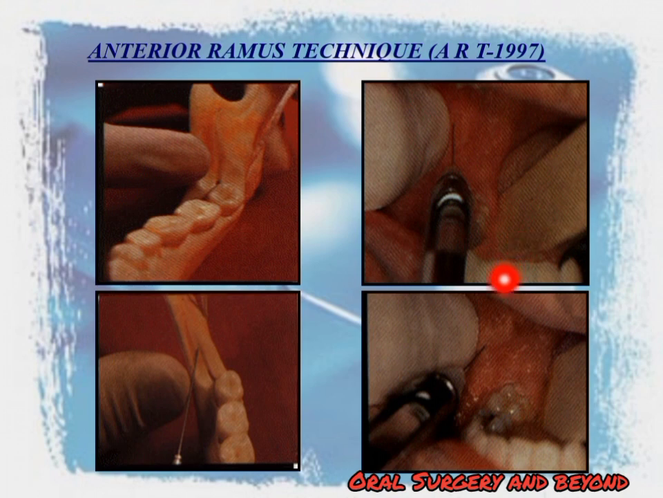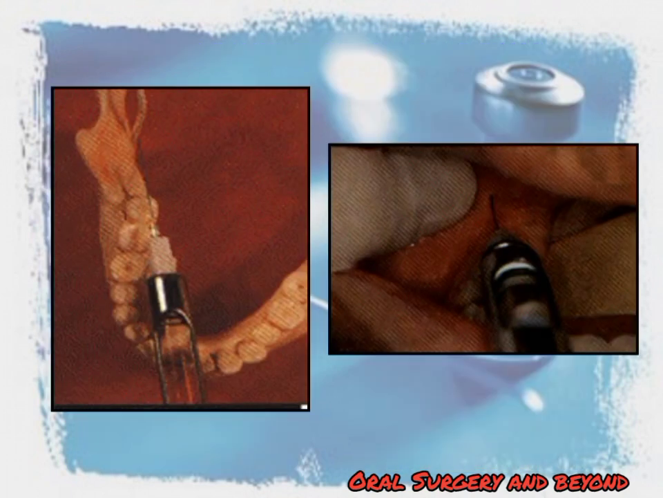Here also, the anterior ramus technique I have explained in my previous slide. We go buccally and reach the anterior ramus, to the medial side of the ascending ramus, just below the mandibular foramen. Here the injection technique is done.